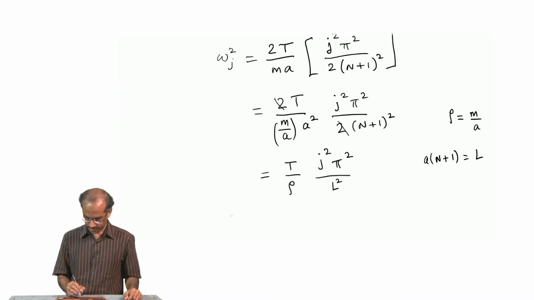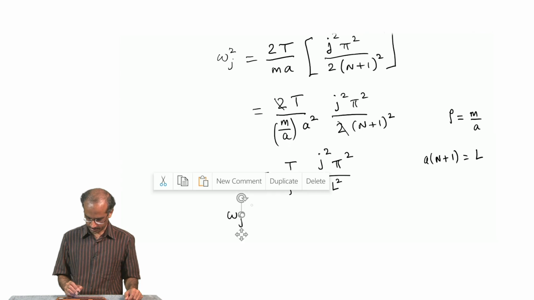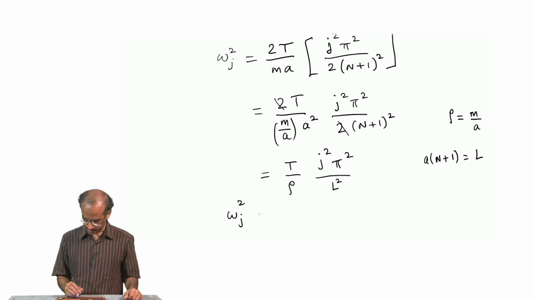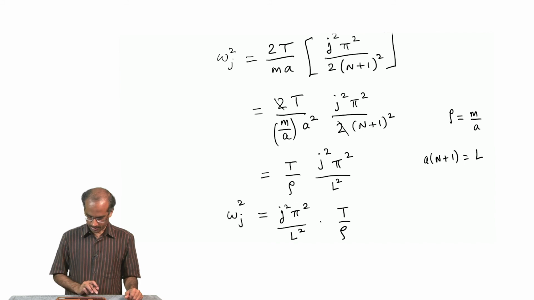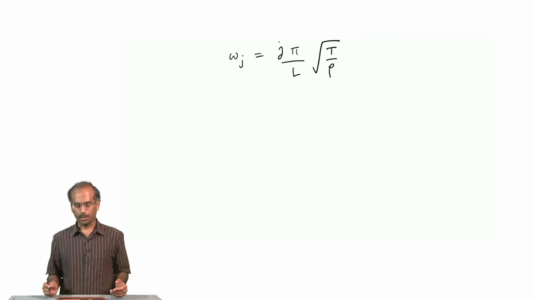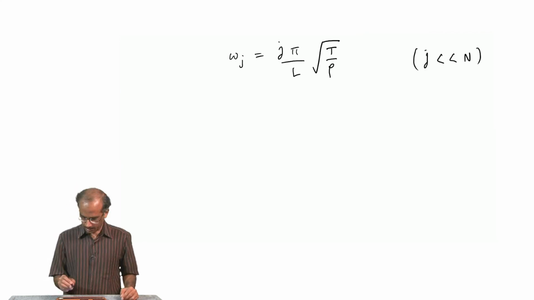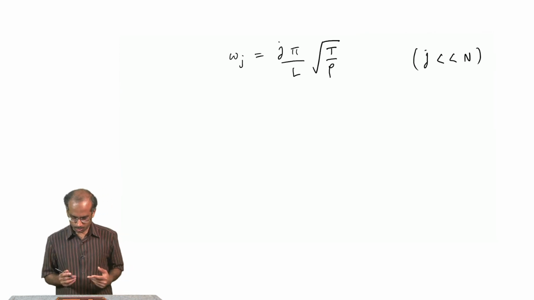So, now everything looks nice. So, in the limit when j is small and n is larger, omega j square is j square pi square by L square into T by rho, and this can be rewritten as. So, now I have written an expression for the jth normal mode frequency in the limit when j is small compared to n, and you could do a little more here.